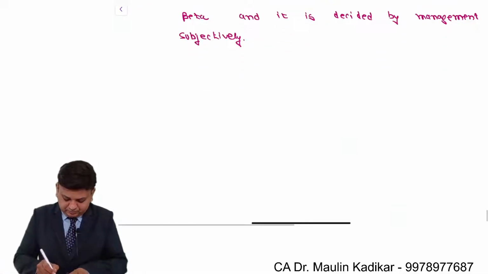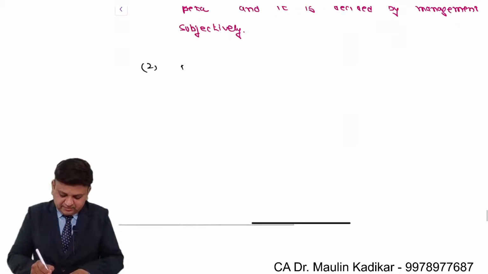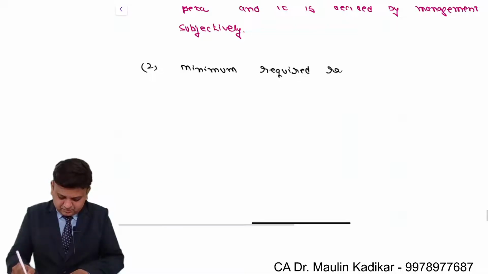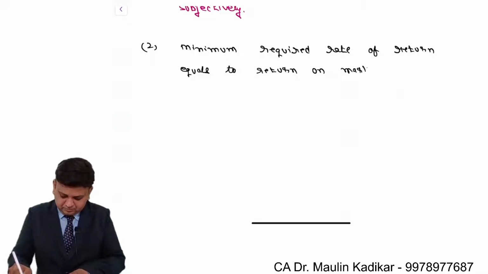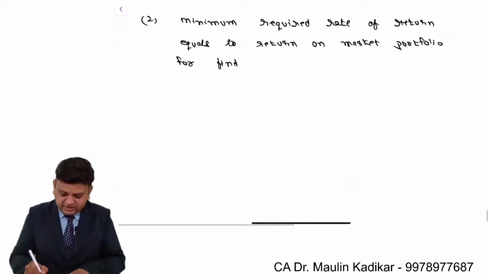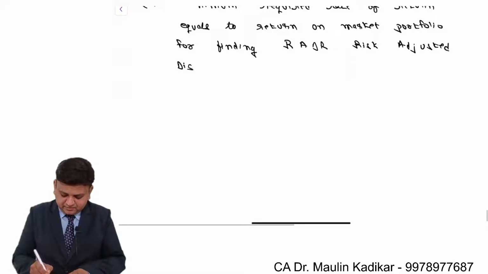Second point, minimum required rate of return equals to return on market portfolio for finding risk adjusted discounting rate. Full stop.